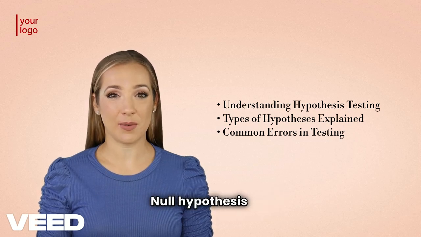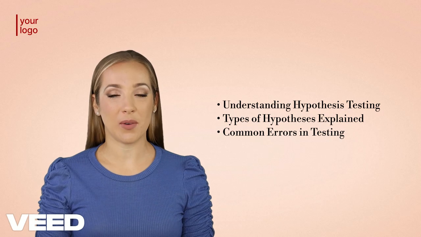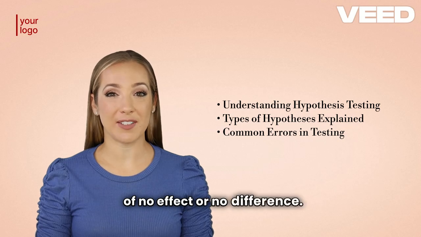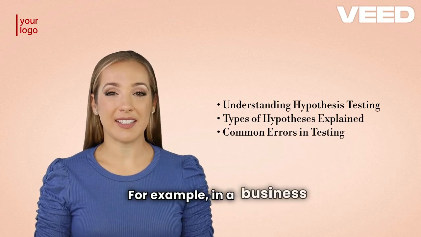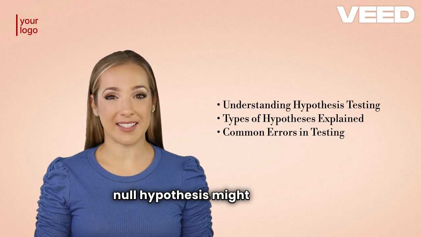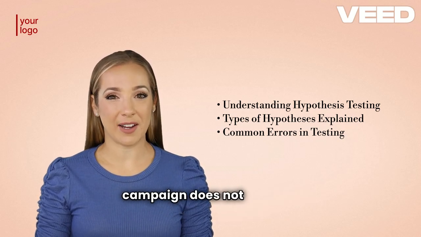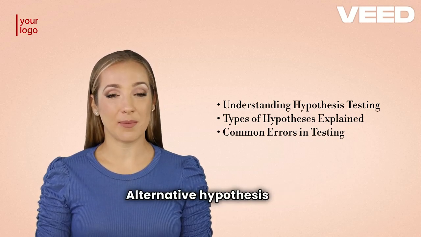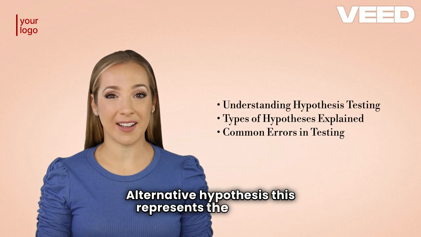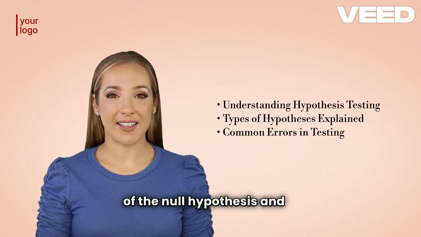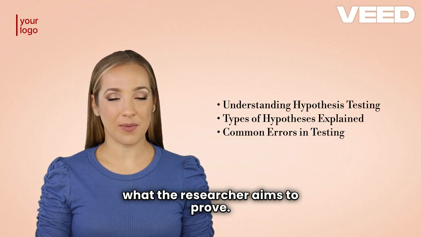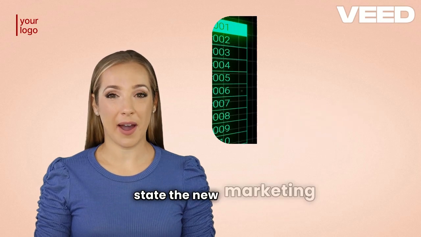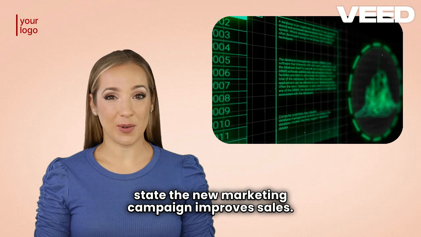Null hypothesis, H0. This represents the default assumption or statement of no effect or no difference. For example, in a business setting, the null hypothesis might state the new marketing campaign does not improve sales. Alternative hypothesis, H1. This represents the opposite of the null hypothesis and is what the researcher aims to prove. In the same example, the alternative hypothesis might state the new marketing campaign improves sales.